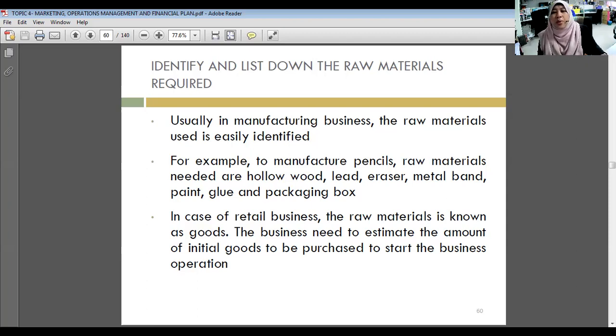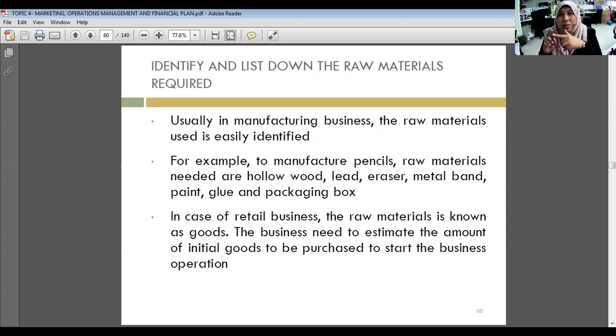Okay, so for example, to make pencils, the raw materials needed are hollow wood, lead, eraser, metal band, paint, glue, and packaging box. Maybe some of you forgot how a pencil looks. My pencil here doesn't have a rubber, but mostly you remember during primary school, I know our generation is not the same, but the pencil that we used had a rubber at the back. Here they list raw materials such as hollow wood, and lead inside the pencil, and then an eraser, mostly at the back.